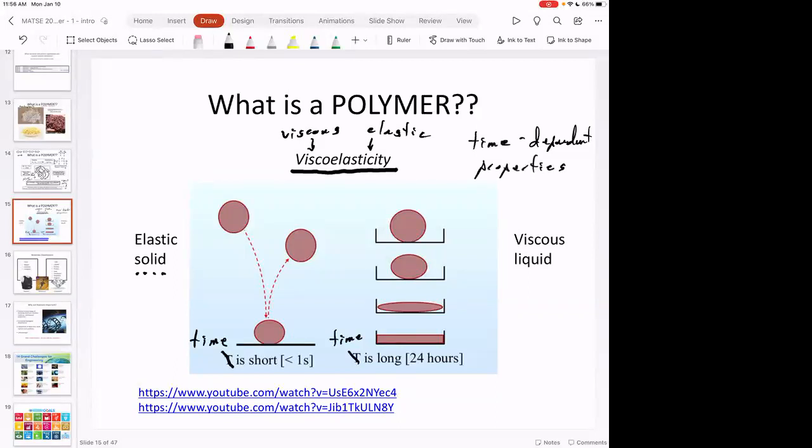Time-dependent properties. The material looks different depending on the time scale over which you measure it. If you take that silly putty and snap it really fast, it'll break, just like a hard material. But if you stretch that silly putty slowly, it just sort of oozes down just like a liquid. And so we'll learn about the time dependence of polymers.